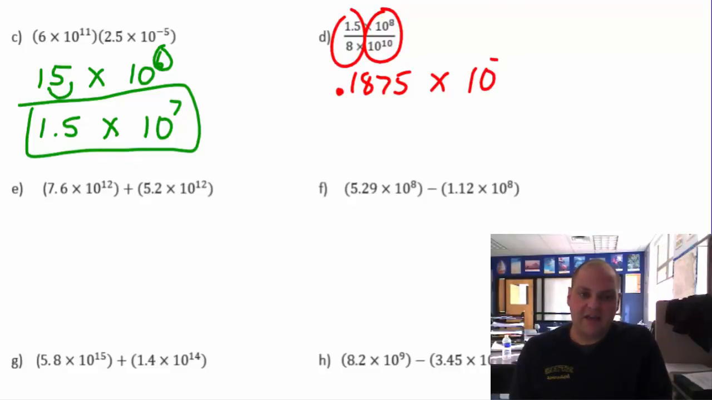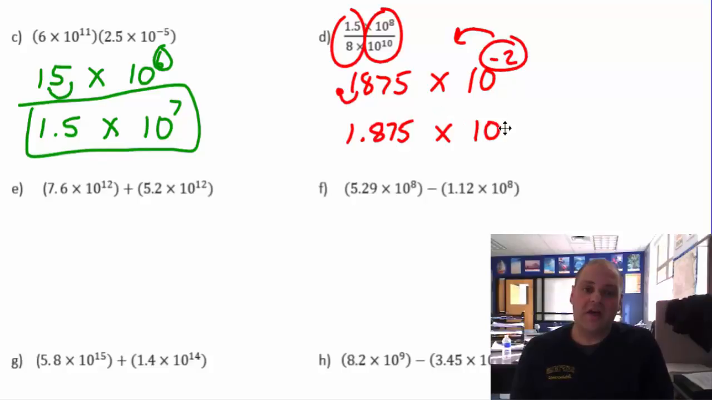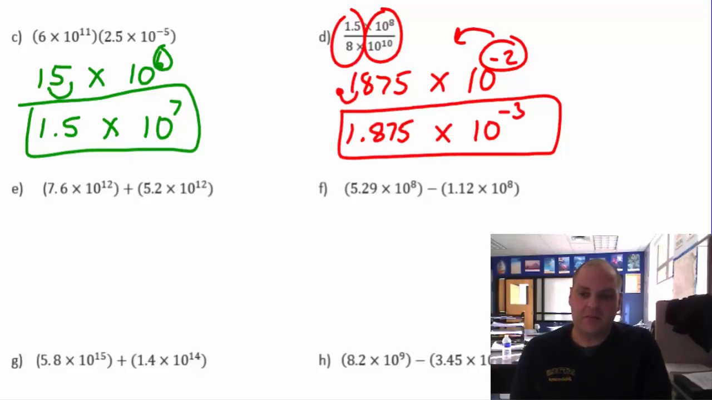8 minus 10 is negative 2. Now, that's not scientific notation. I have to write it as 1.875 times 10 to the what? Well, I have to move my decimal 1 to the right, so I have to move this exponent 1 to the left. Negative 2, 1 to the left becomes negative 3. All right, so it is 1.875 times 10 to the negative 3.